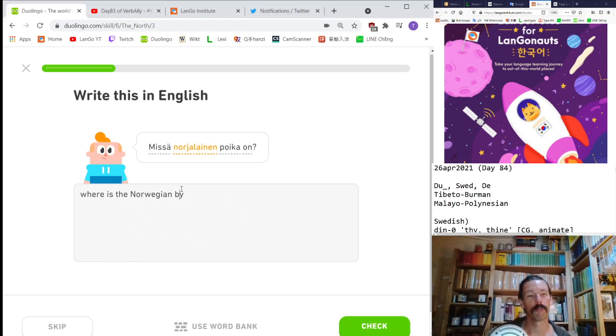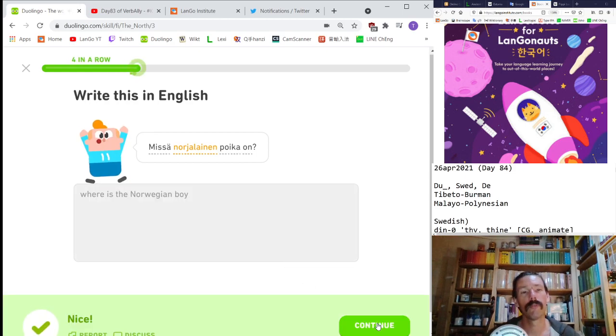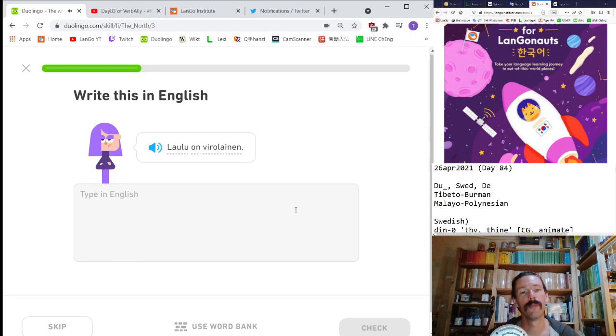Where is the Norwegian boy? Poike, Swedish for boy, is borrowed from this Finnish word. In Finnish, it's an OI sequence. Finnish has a contrast OJ versus OI, sequence of vowels. Where's the Norwegian? Laulu on virolainen. So here it's A-I, two vowels, two short vowels.